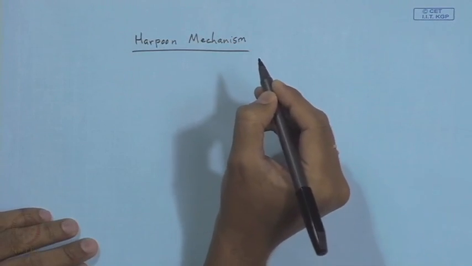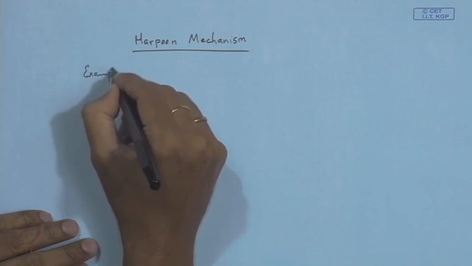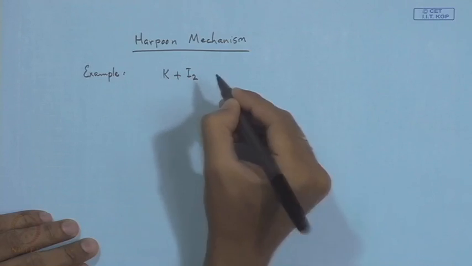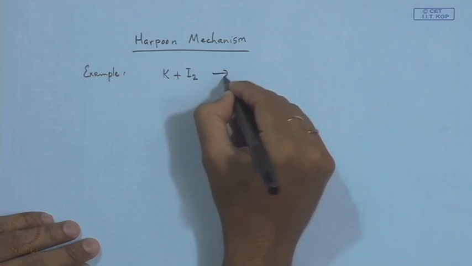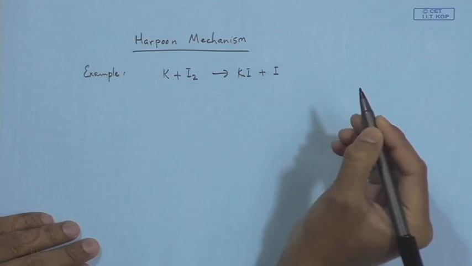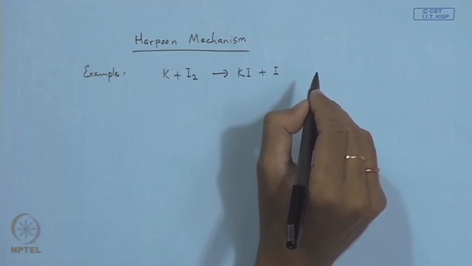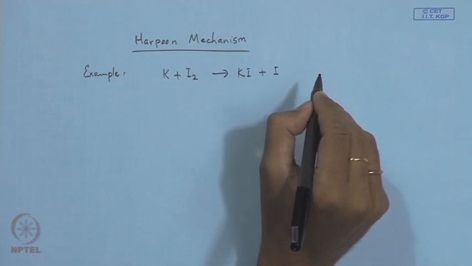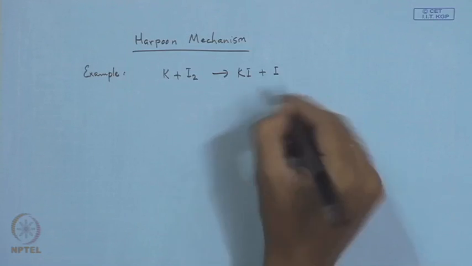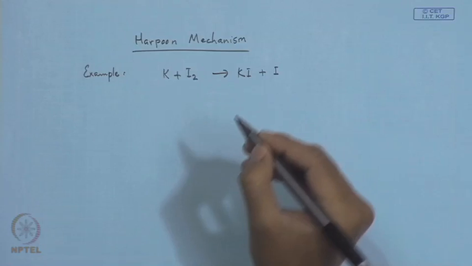Harpoon mechanism. Example: K plus I2 giving rise to KI plus I. Now, let us plot the data in the form of a contour plot in the center of mass system, such that the center of mass is stationary for such a system.